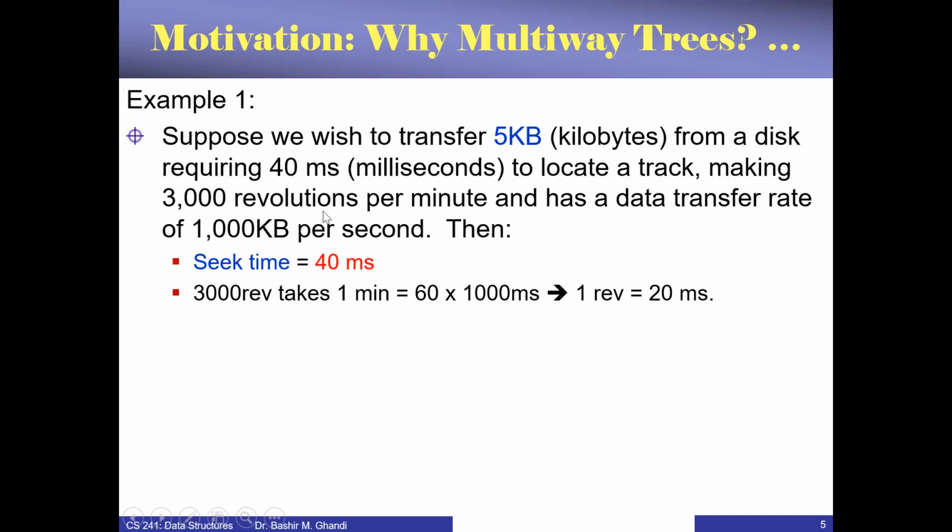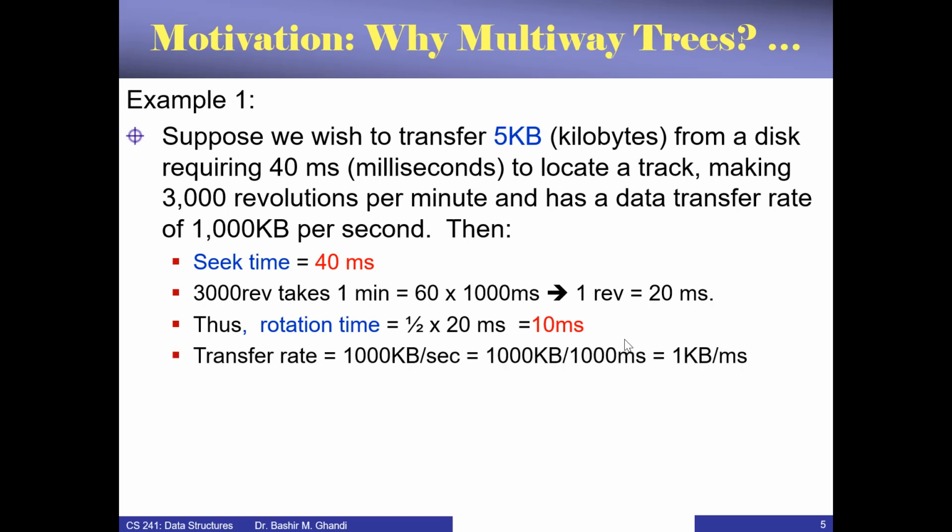So if our disk makes one revolution in 20 milliseconds, what will be the rotation time? It will be half of this. Therefore, the rotation time for our disk is half of 20 milliseconds, which is 10 milliseconds.